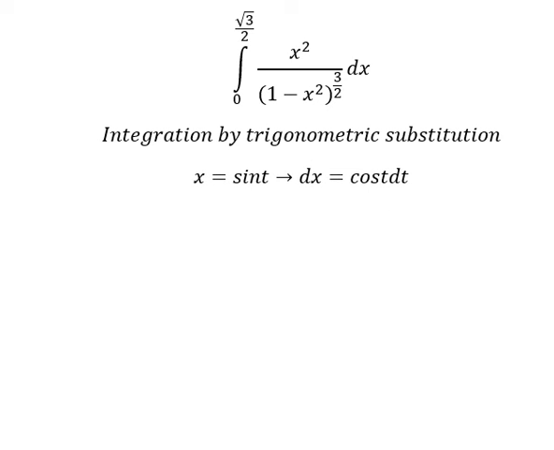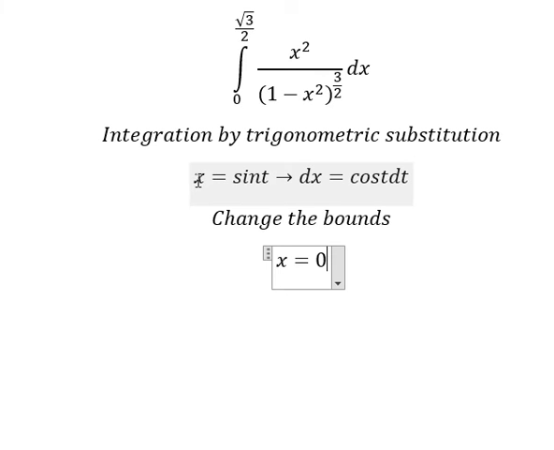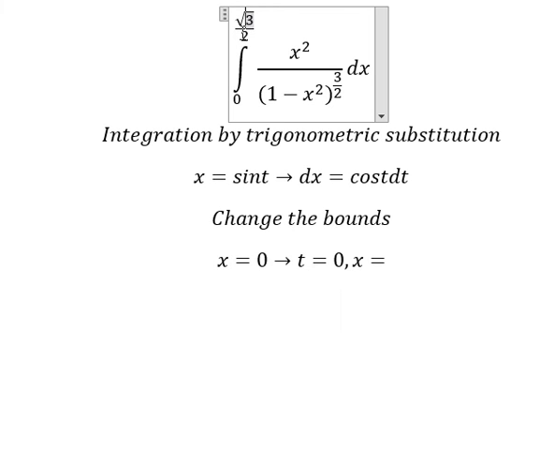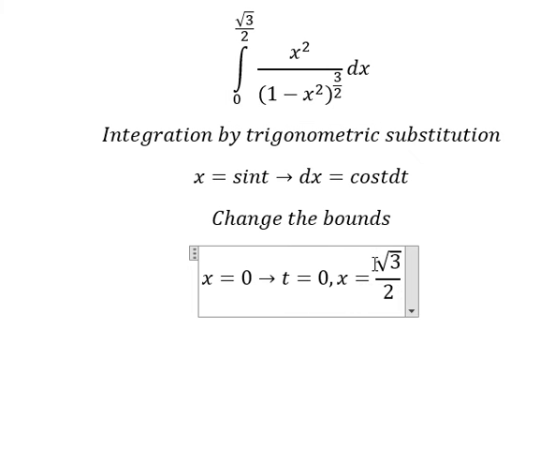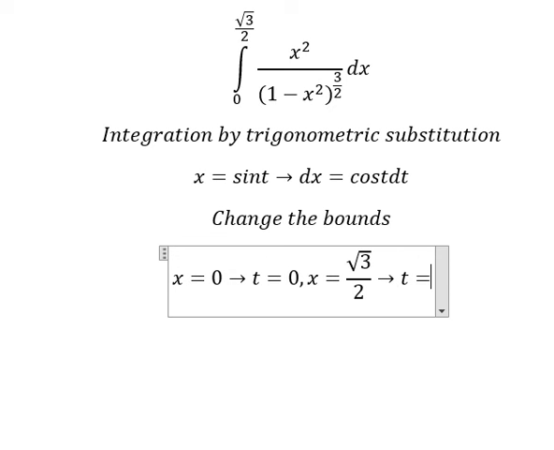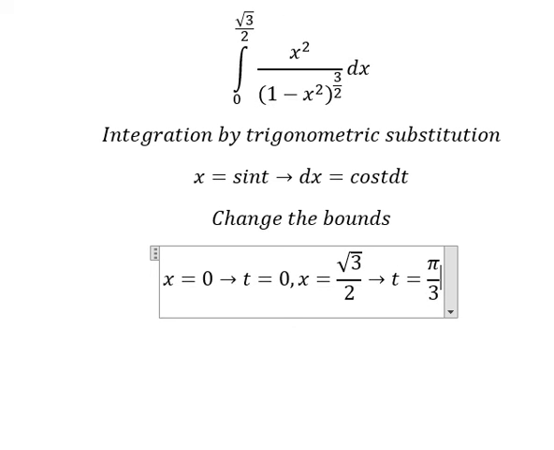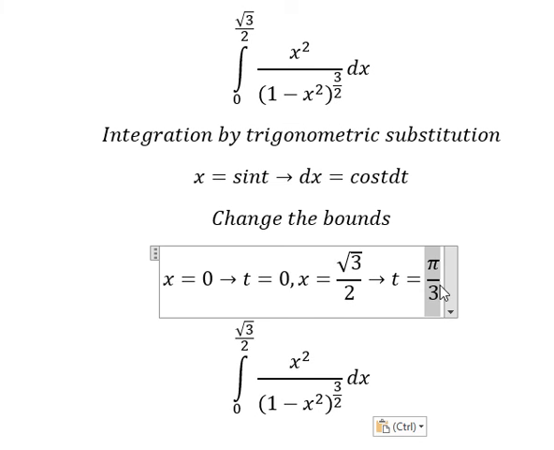Next, we need to change the bounds. When s equals number 0, we put number 0 in here to find the value of t. So t equals number 0 when s equals the square root of number 3 over 2. So we put this one in here and we find the value of t equals π over 3. So this one we change by π over 3.